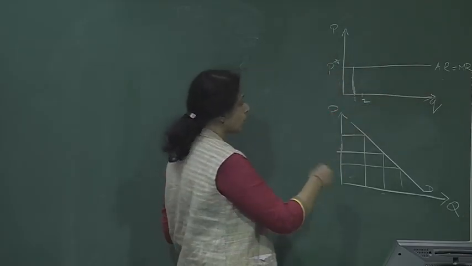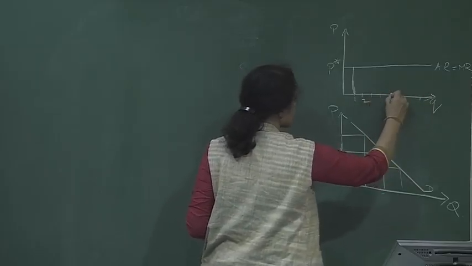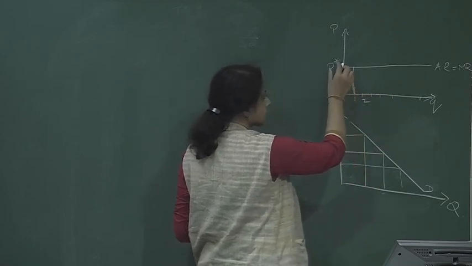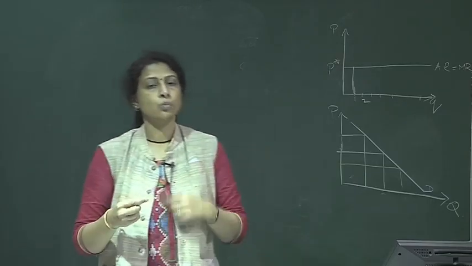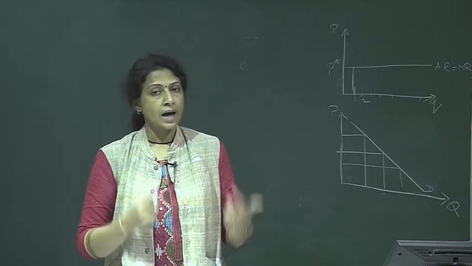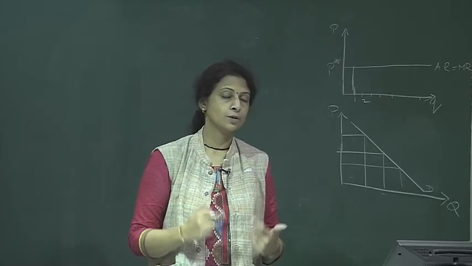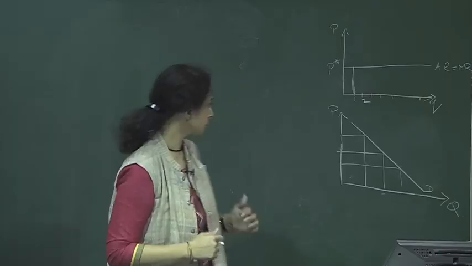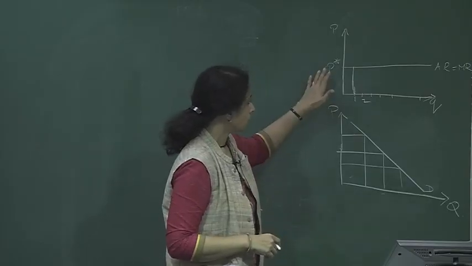So, no matter what amount he sells, every additional unit that he sells, he sells for price P star, and the revenue that he gets out of selling 1 additional unit, which is actually the marginal revenue, is equal to P star or the price. So, that is the reason that price is equal to marginal revenue in case of perfect competition.